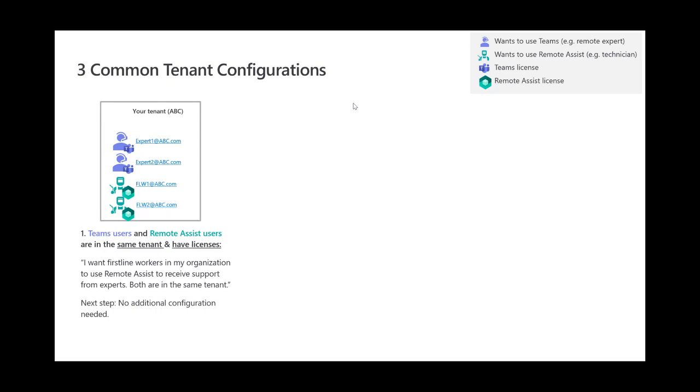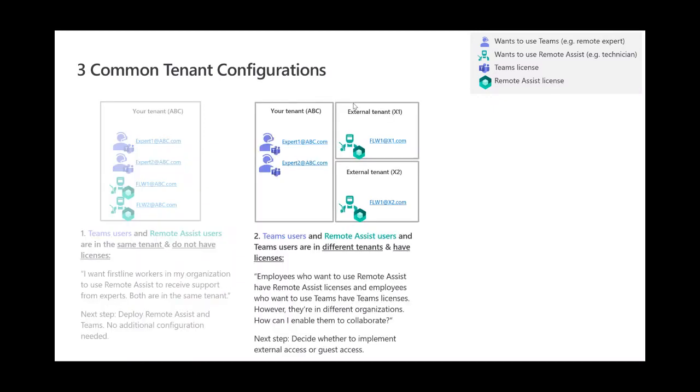So if this is your scenario, there's no additional configuration step needed. Experts and first-line workers, Remote Assist users and Teams users, can search and collaborate with each other already. However, your scenario might not involve only people in the same tenant. It's possible that people who want to use Teams and people who want to use Remote Assist are in different tenants, either within the same company or maybe even in entirely different companies.